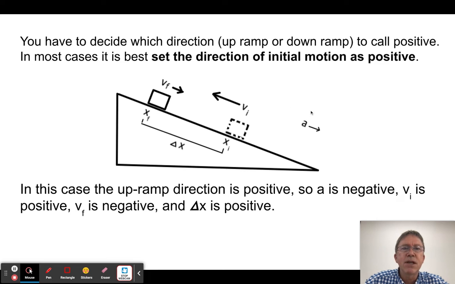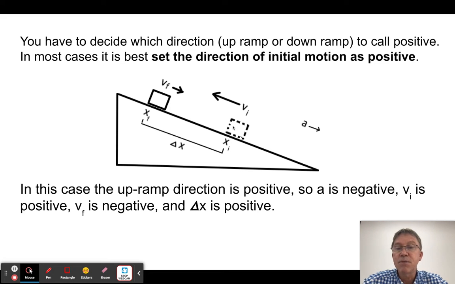So one of the first things you have to do in working with a ramp problem is decide what you're going to call the positive direction. And here's a bit of advice I got from a really good physics professor many years ago: set the direction of initial motion as positive. If you do that, you'll usually make your life a lot easier. So in this case, I've got an object whose initial velocity is up the ramp. So I'm going to call the up ramp direction positive, and therefore the down ramp direction is negative.